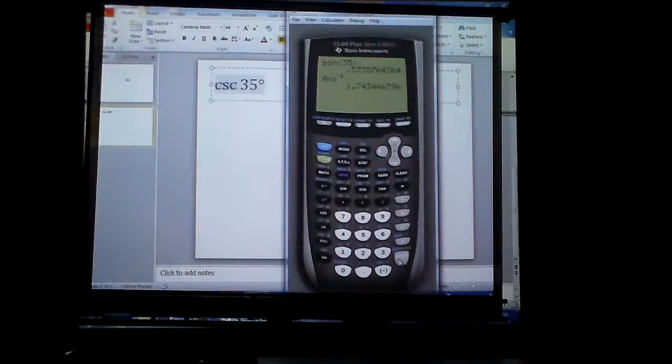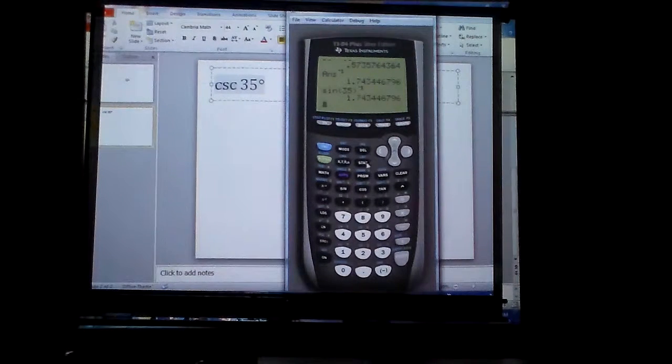So I could do it that way. Or I could do this. I could go sine 35 and you have to close the parentheses and then do the x negative 1 and hit enter there. But if you don't close the parentheses, it will not do it correctly. Right? Now that's the way to do the sine like that.